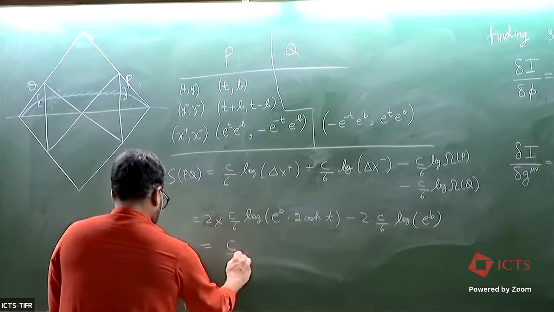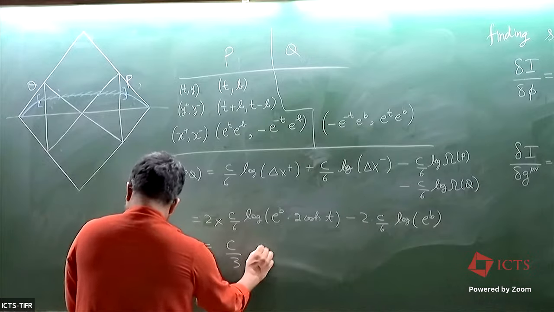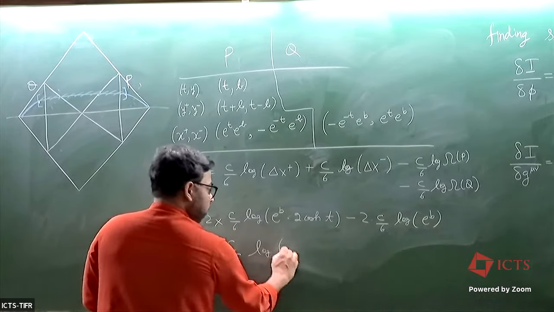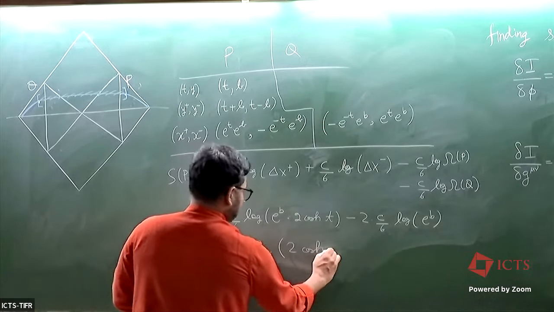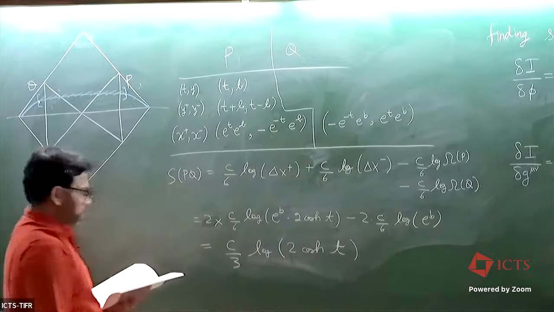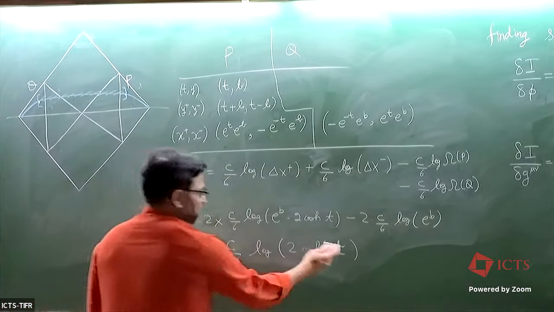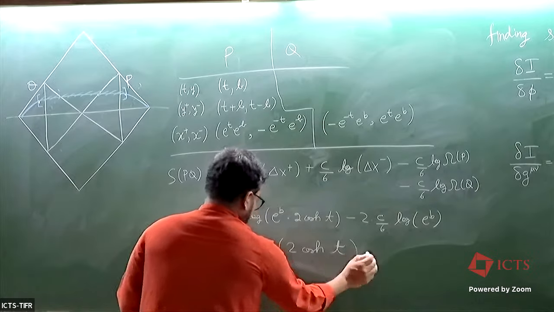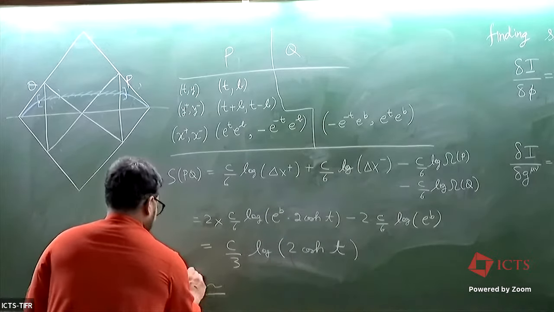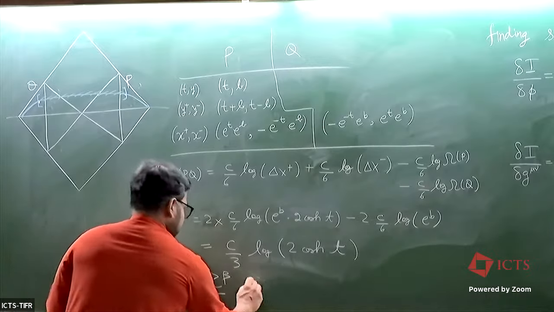Okay, so what is this equal to? This is equal to c over 3 log of 2 cos t, if I got it right. Okay, and so again, there is some t over beta and so on. But when t is much, much bigger than beta, this is linear in time.